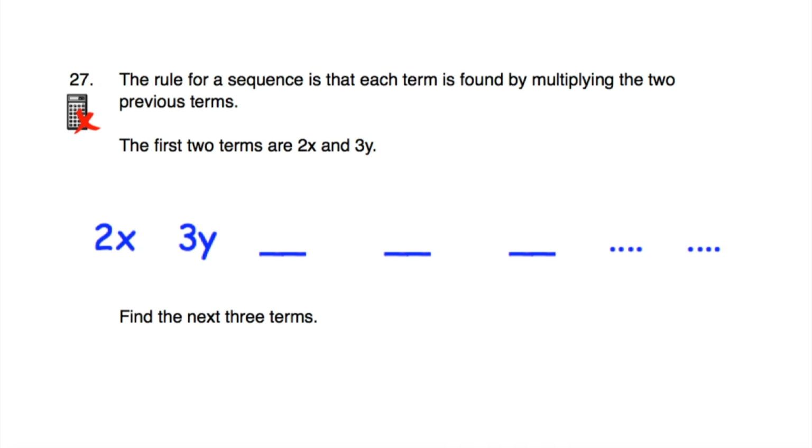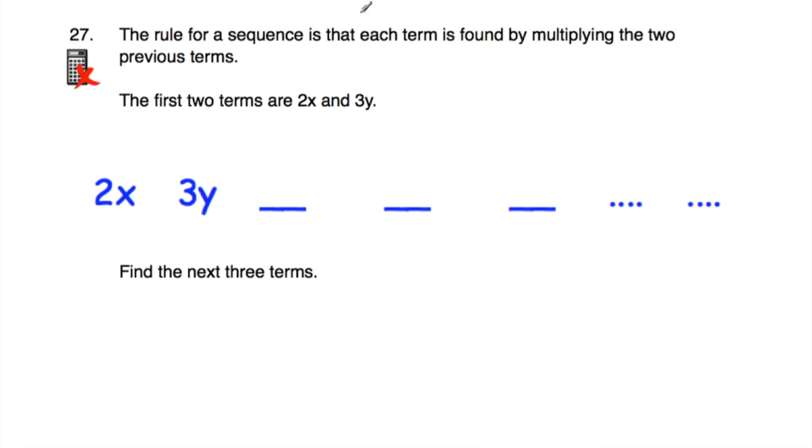Okay, let's have a look at our next question, question number 27. We're told the rule for a sequence is that each term is found by multiplying the two previous terms. So to find this term, we multiply the two previous terms. To find this term, we multiply the two previous terms, and so on.